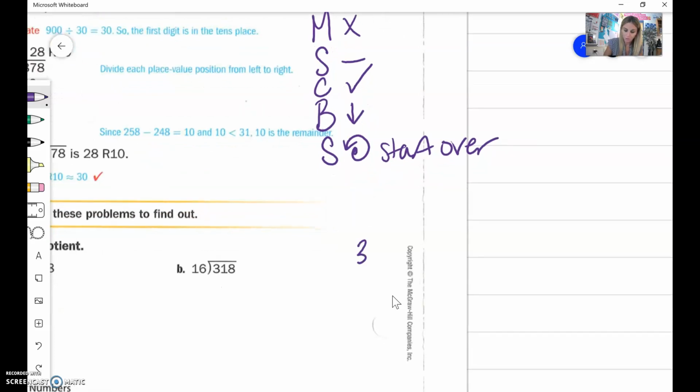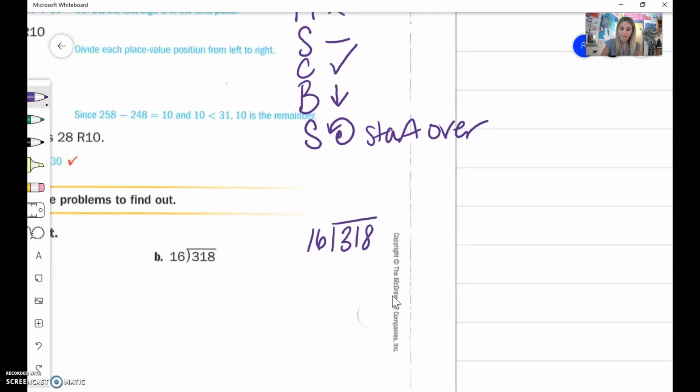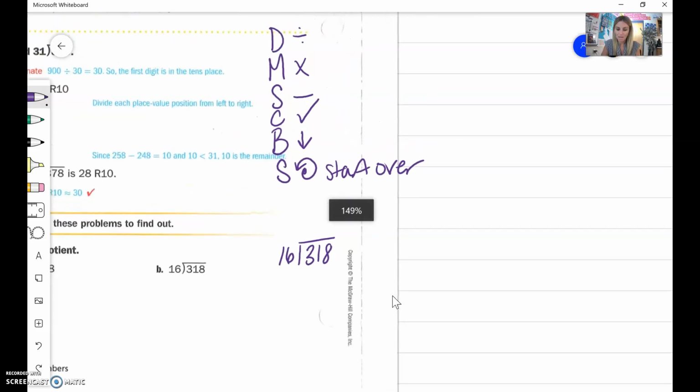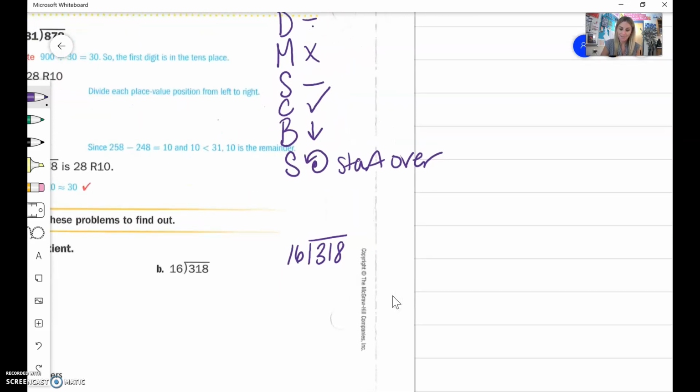So let's do 318 divided by 16. All right, if I have 3, can I make a group of 16? Nope, I've divided. I cannot do that. But now I go to my next number and I go to 31. 31, how many groups of 16 can I make? I'm dividing. I can make 1 group. Okay, so 1, I've done my division.